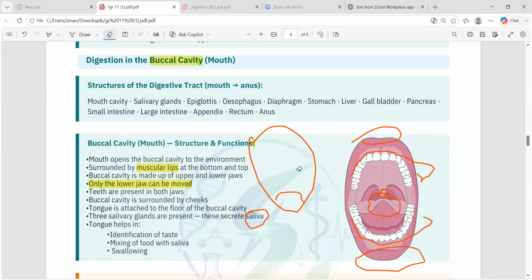And then this food has to be swallowed, right? This will also be done by the tongue, because the tongue pushes the food into our pharynx. So this is about the buccal cavity. The buccal cavity has the tongue and the teeth, and the salivary gland is also associated.